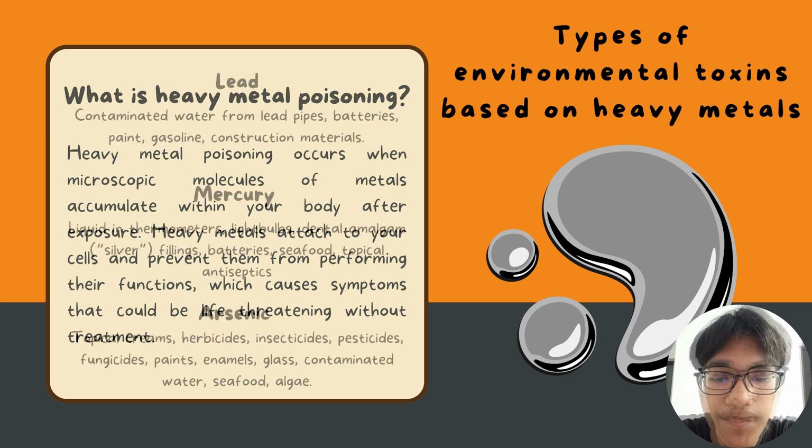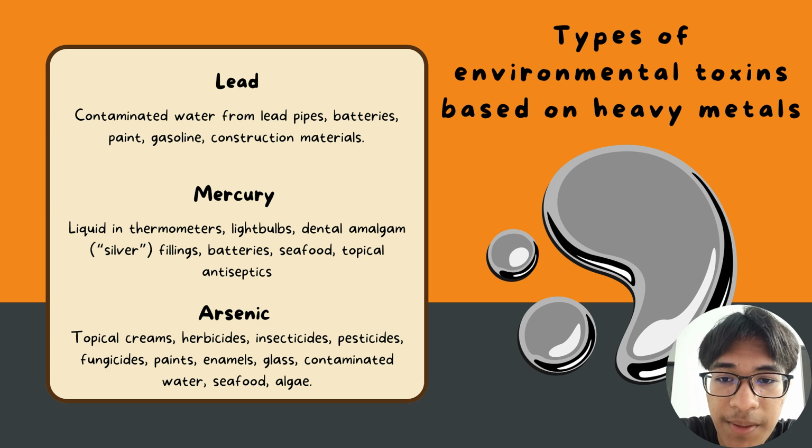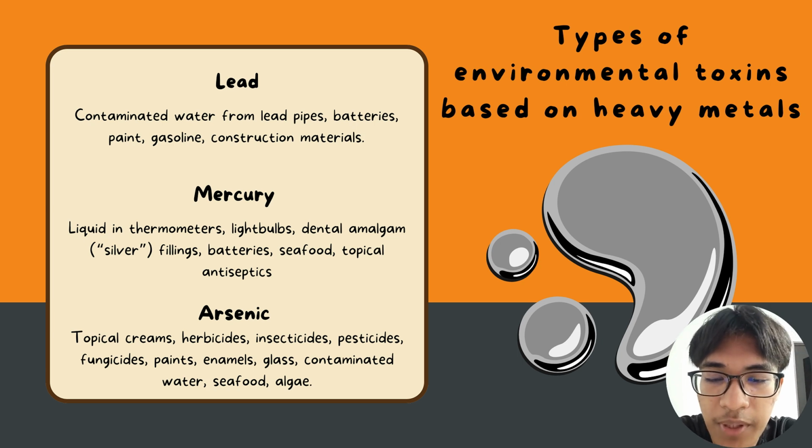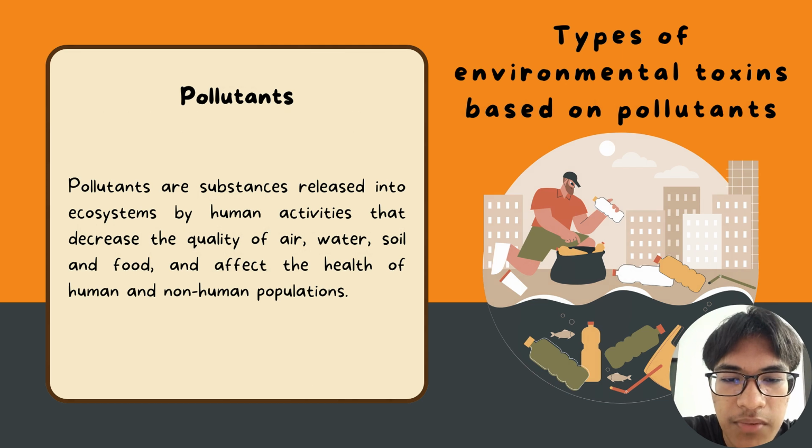Some examples of heavy metals: we have lead, from contaminated water from lead pipes, batteries, paint, gasoline, and construction materials. And we have mercury, a liquid in thermometers, light bulbs, dental amalgam fillings, batteries, seafood, and topical antiseptic. And for arsenic, we have topical creams, herbicides, insecticides, pesticides, fungicides, paints, enamels, glass, contaminated water, seafood, and algae.